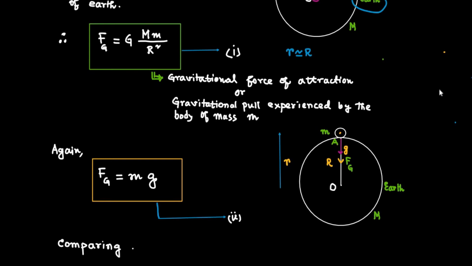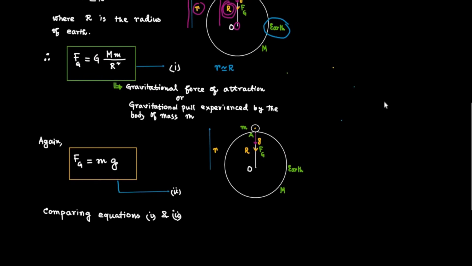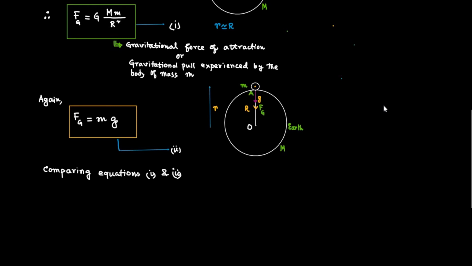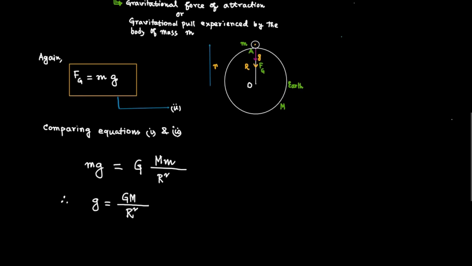Comparing equations 1 and 2, we get small m g equals G M m by capital R square. Therefore, small g equals capital G capital M divided by capital R square.